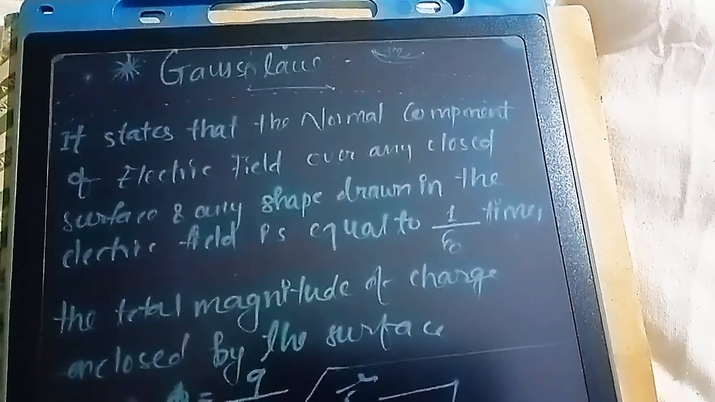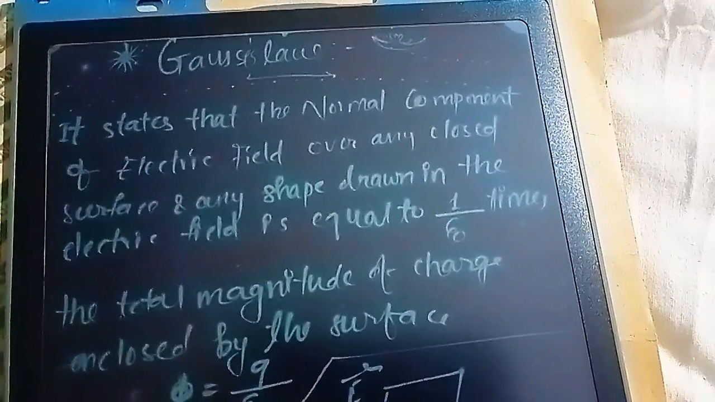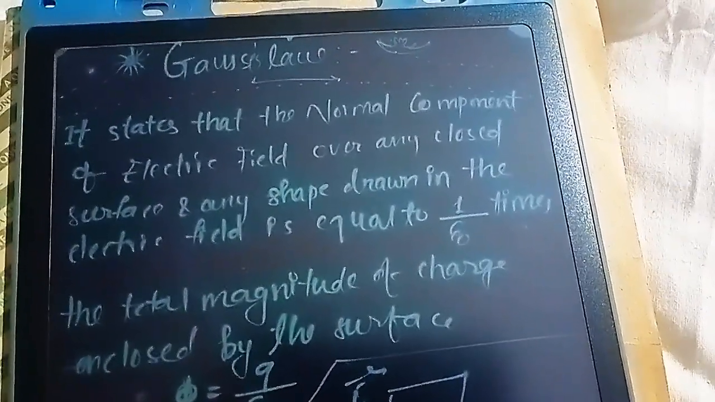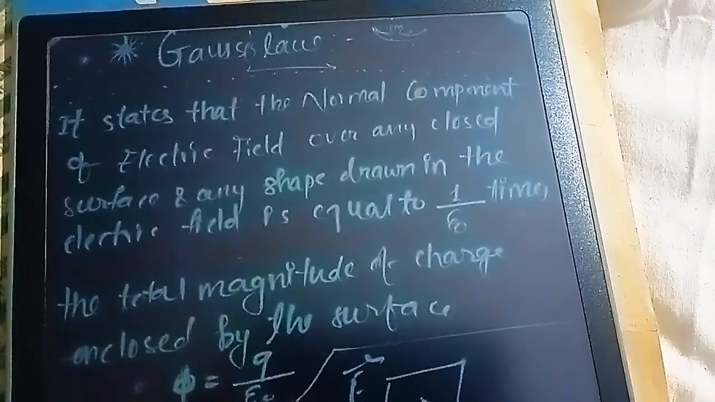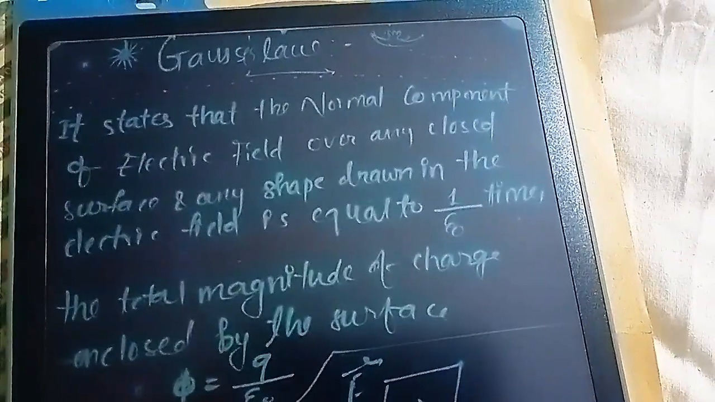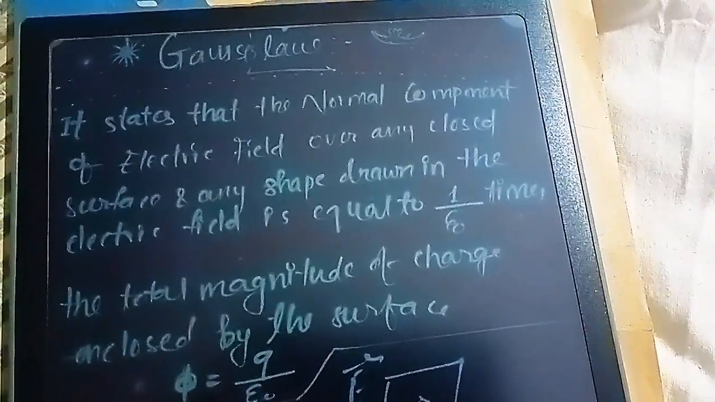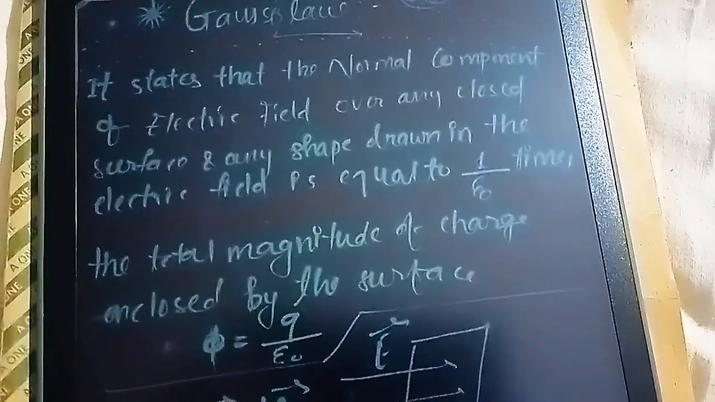Hello guys, today let's talk about Gauss's law. It states that the normal component of electric field, meaning electric flux, over any closed surface of any shape drawn in the electric field is equal to 1 by epsilon naught times the magnitude of charge enclosed by the surface. So for this, let's talk about electric flux first.